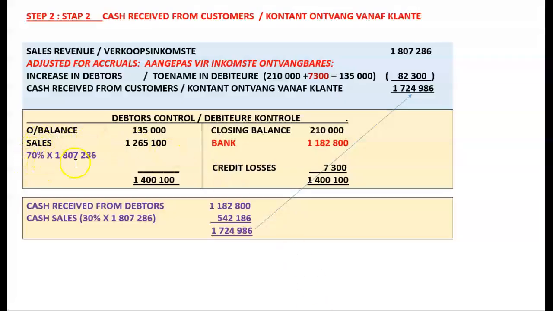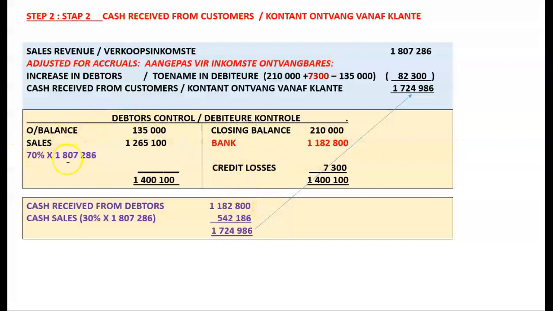Sales, 70% of 1,807,286, which gives us 1,265,100. Now, we've written off credit losses to the amount of 7,300, so there's that entry that we've passed in our books. So the balancing figure then in our debtors control account is amounts received from debtors, which is 118,800, and we drop it down.